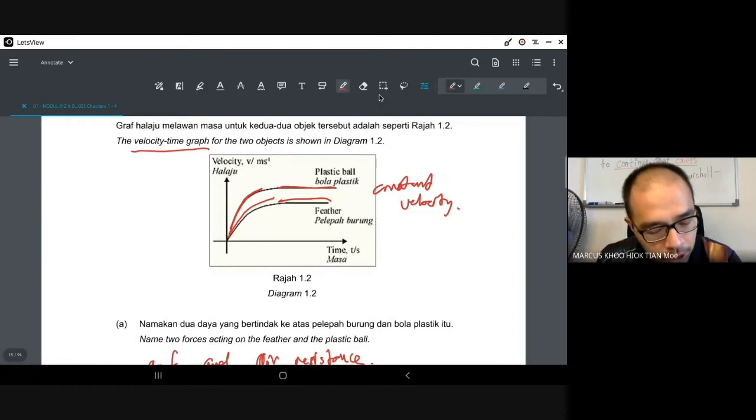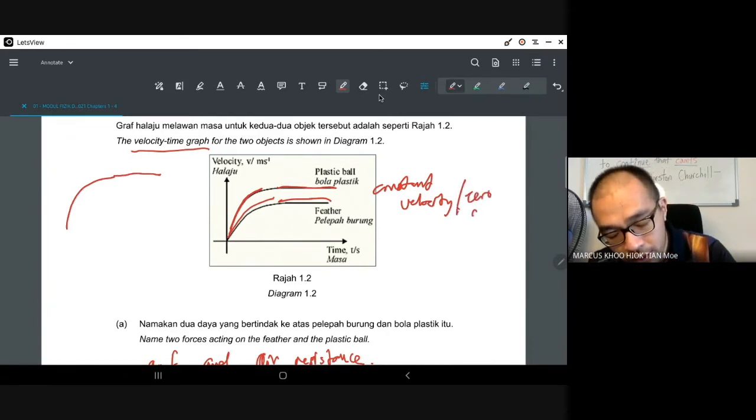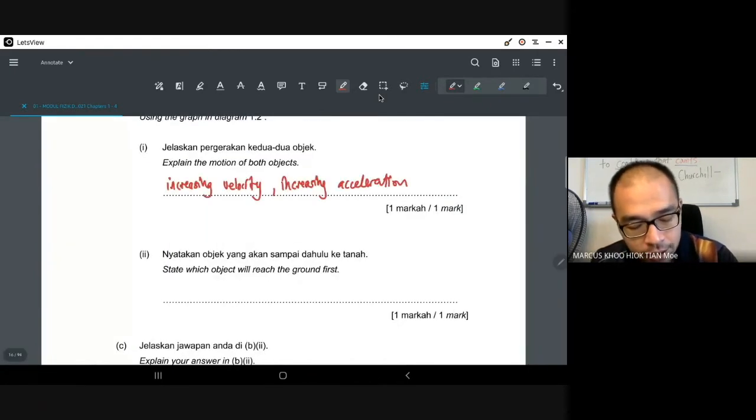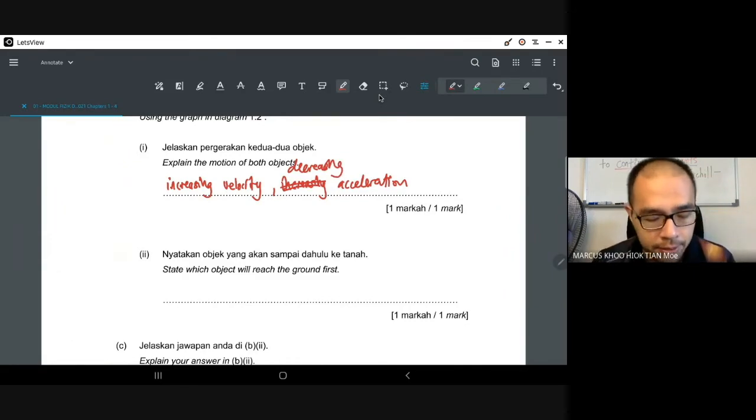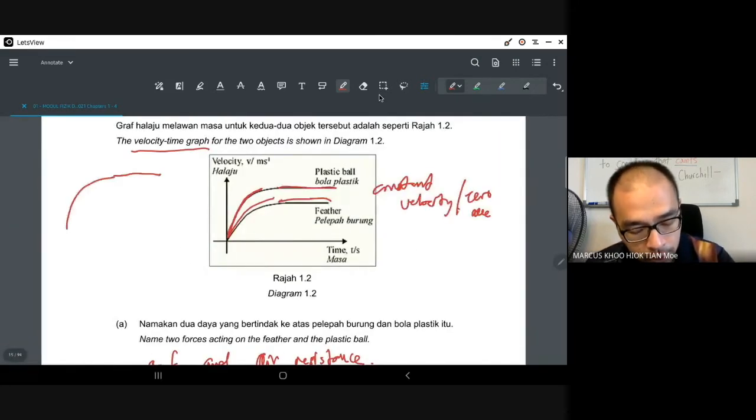Oh, this one. If it is this one, and then it becomes flat. Okay, this is constant velocity, zero acceleration. This other one will be decreasing acceleration because of the shape of the graph. So decreasing acceleration until velocity is constant. The velocity will increase, but the acceleration will decrease until it finally becomes constant.